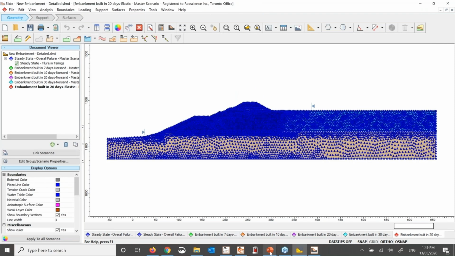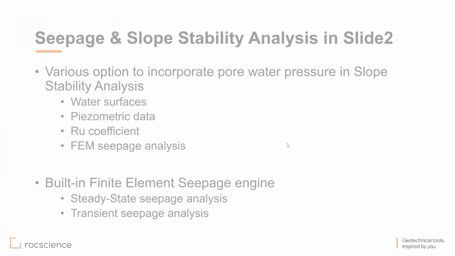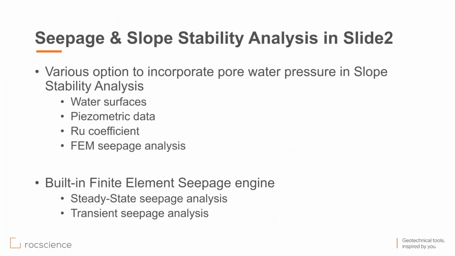Okay, let's go back to the presentation. To sum it up, as for seepage and slope stability analysis in Slide2, we have various options to incorporate the pore water pressure and also the water load in our slope stability analysis. We have water surface, piezometric data, Ru coefficient, finite element seepage analysis, all these methods built into Slide2. On top of that, the finite element seepage analysis engine that we have included in Slide can do steady state and transient analysis, and we have tons of options for them.